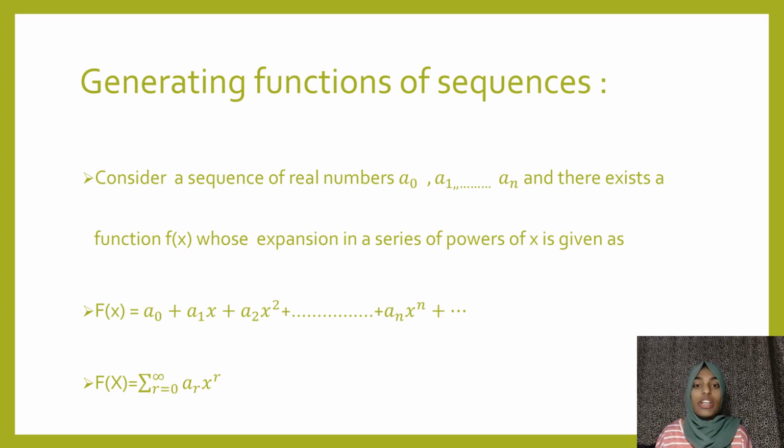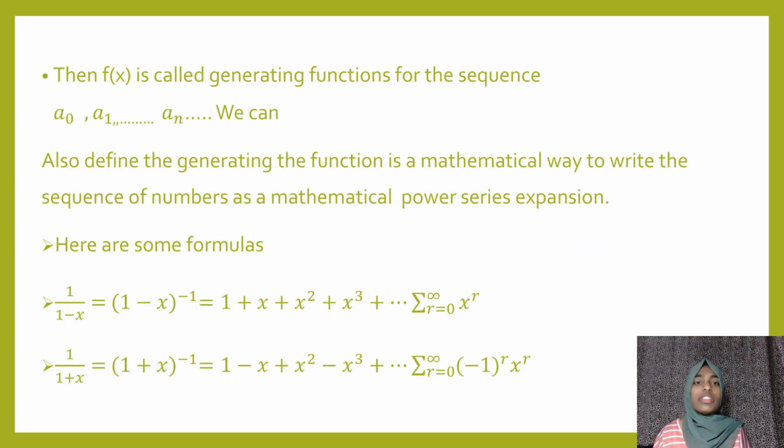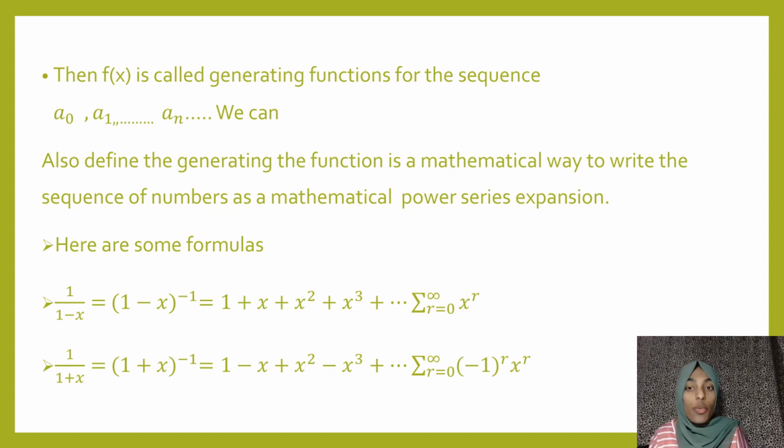Consider a sequence of real numbers a0, a1 and so on up to an, and there exists a function f of x whose expansion in a series of powers of x is f of x equals a0 plus a1x plus a2x square plus so on up to an x power n and up to infinity. In summation form, this sequence can be written as the summation of ar x power r, r equals 0 to infinity. This is the short form to represent the above sequence. Then f of x is called the generating function for the sequence a0, a1 and so on up to an and up to infinity. We can also define the generating function as a way to write a sequence of numbers as a mathematical power series expansion.